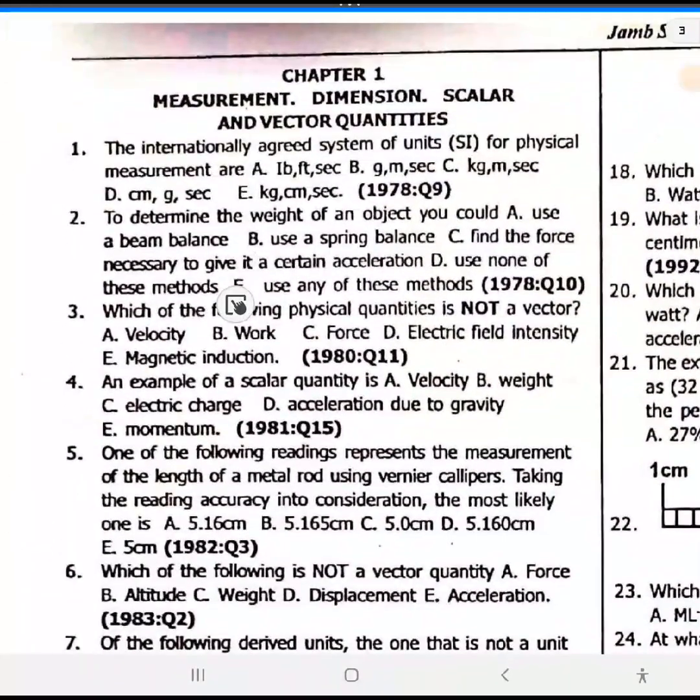Alright, welcome guys to our physics chapter 1. We're going to be running through all chapters on motion. So this is the first chapter. The first question is the internationally agreed system of units. I would like to give notes before I take each question if there's a note.